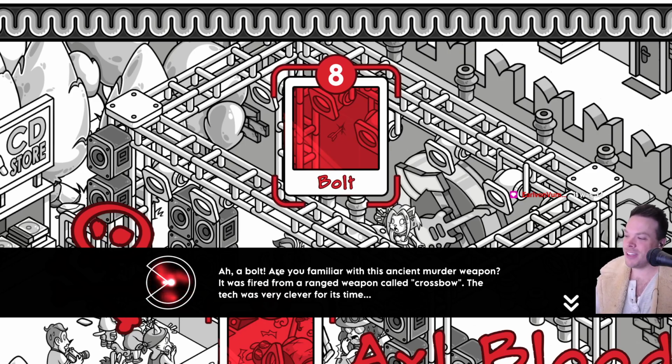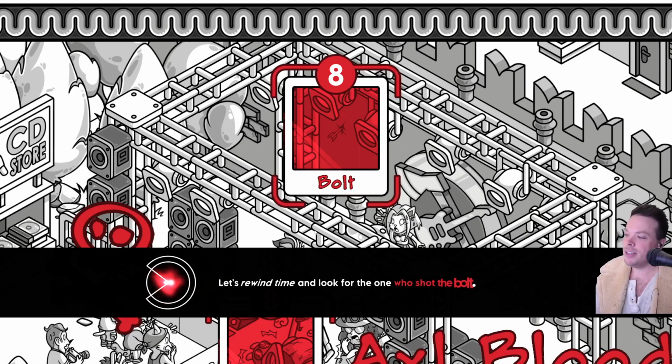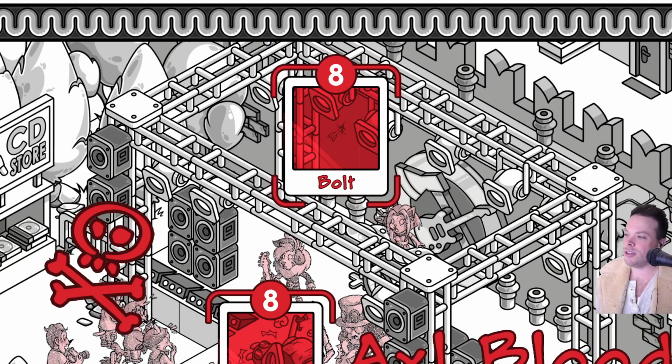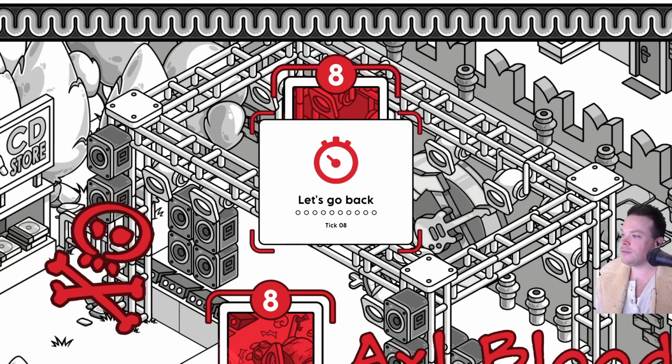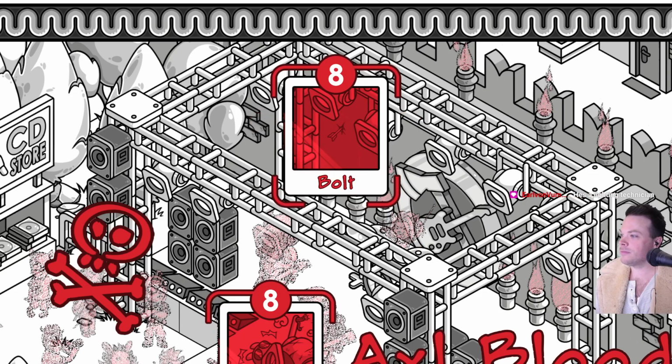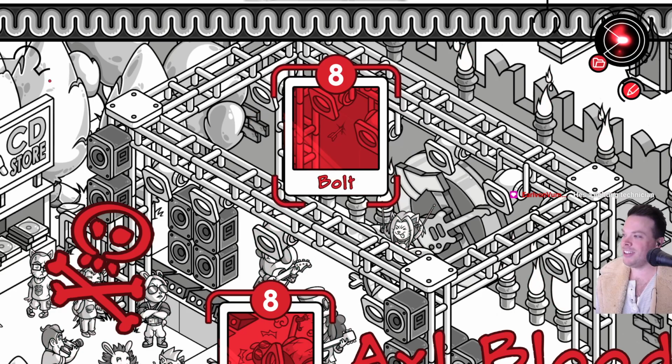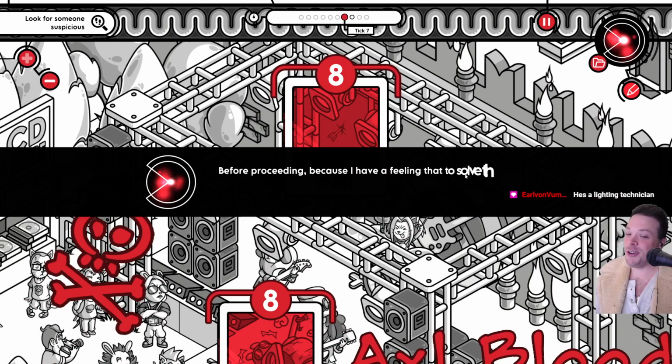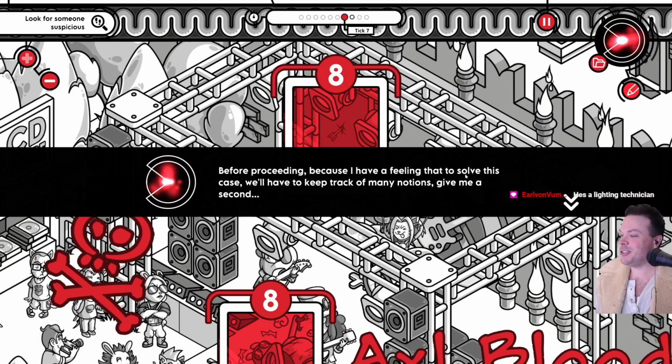A bolt. Are you familiar with this ancient murder weapon? It was fired from a ranged weapon called crossbow. Not a crossbow. Crossbow. The tech was very clever for its time. Let's rewind time and look for the person that shot the bolt. He's a lighting technician? He's a knob twiddler, Mama. His job is to plug things into other things and press switches and twiddle knobs.